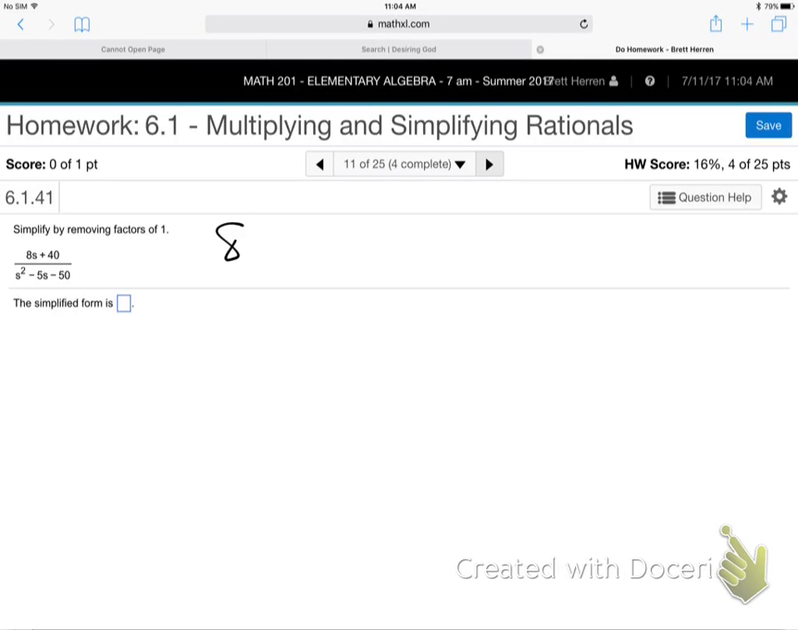So we have 8S plus 40 over S squared minus 5S minus 50. Try that one. Factor the top and factor the bottom.